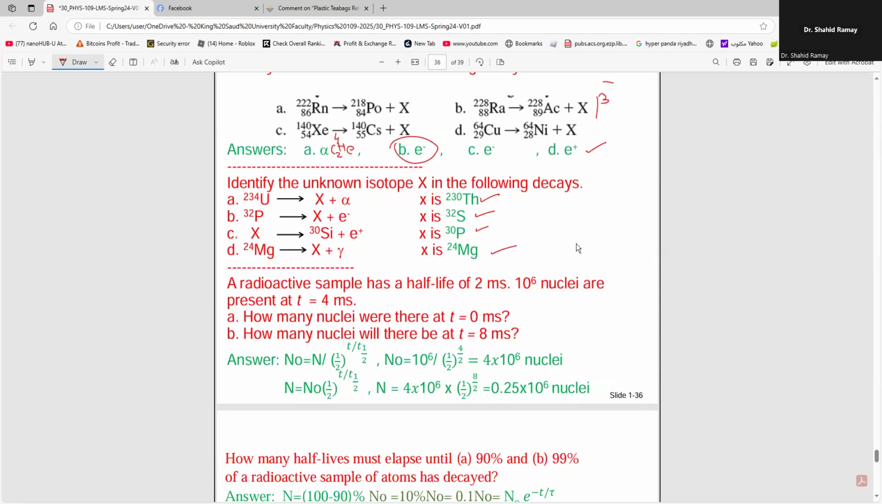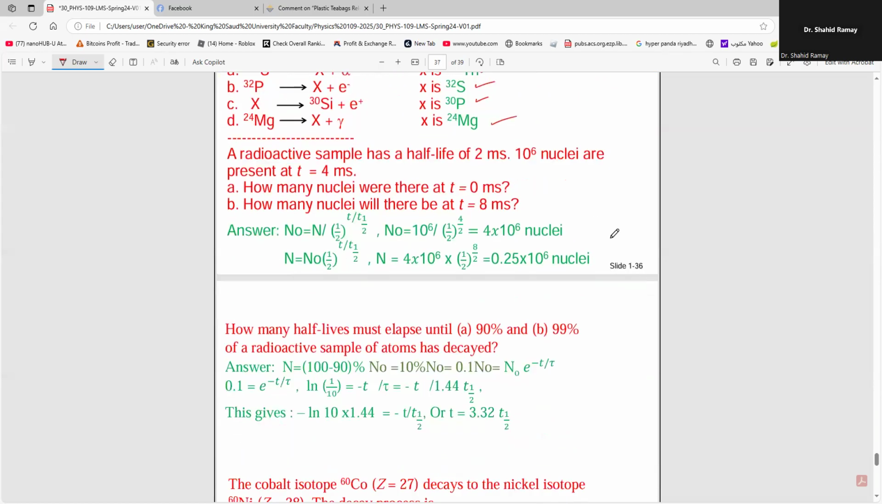So when it is gamma, then it is not changed. So X here is 30 and e plus. You should know that A remains the same. And here is the sulfur, e negative. So this is 32. Whether it is negative or positive, the A value always remains the same.